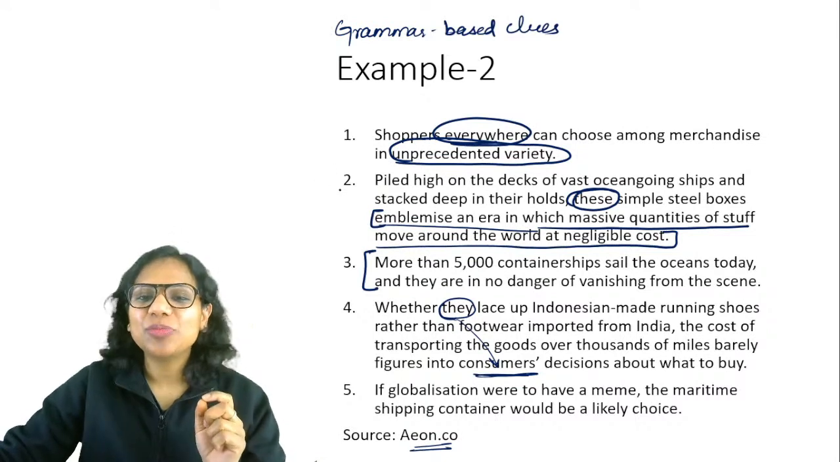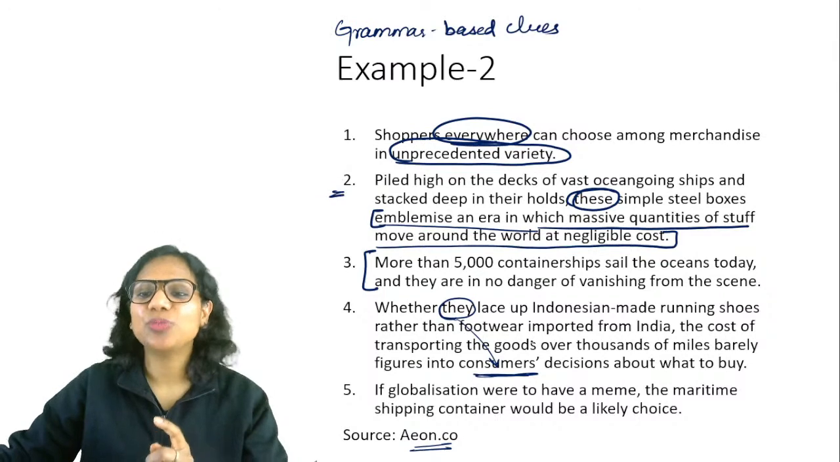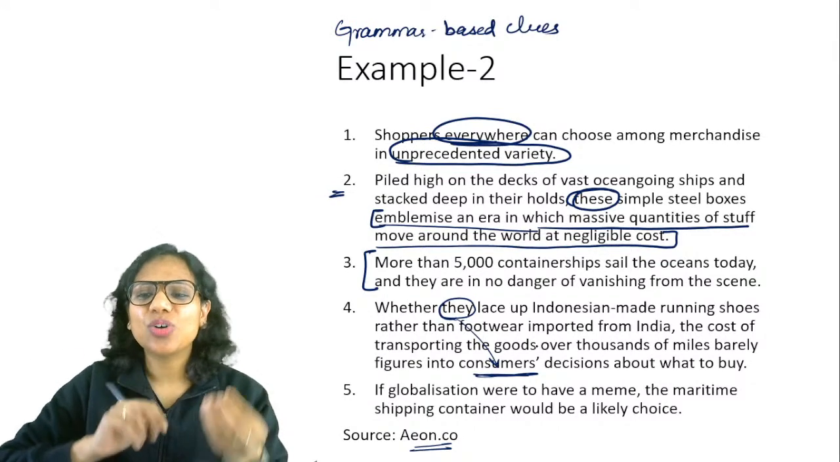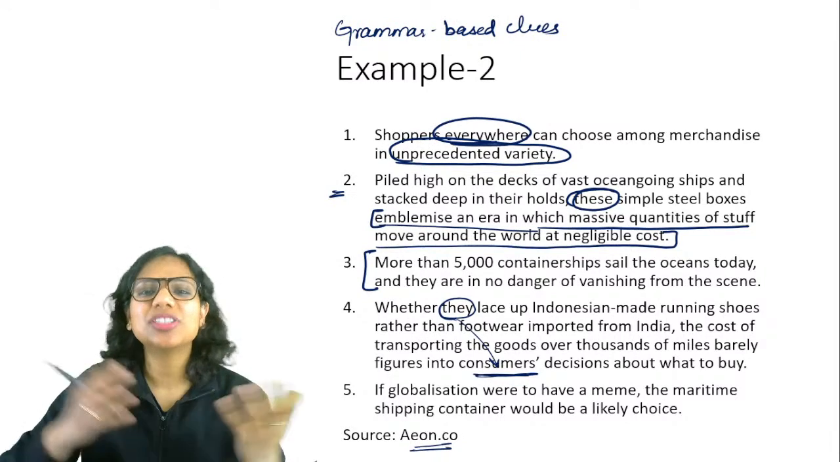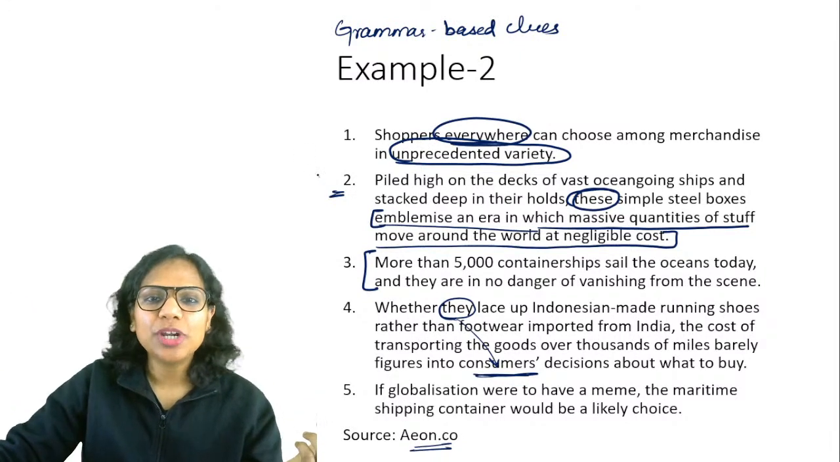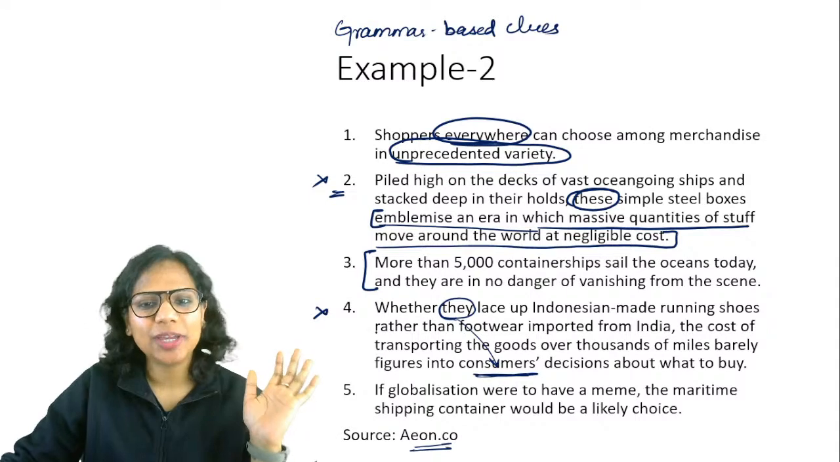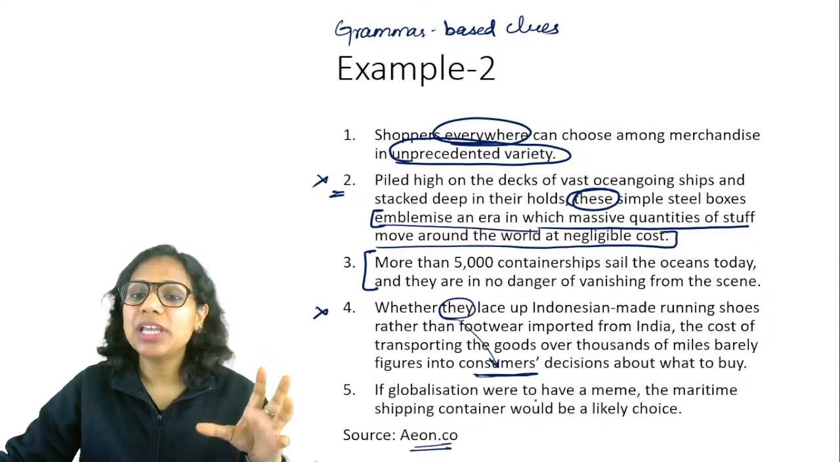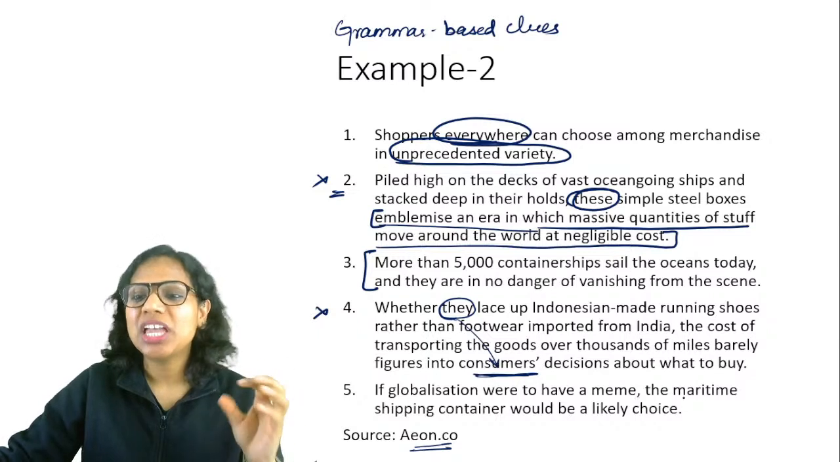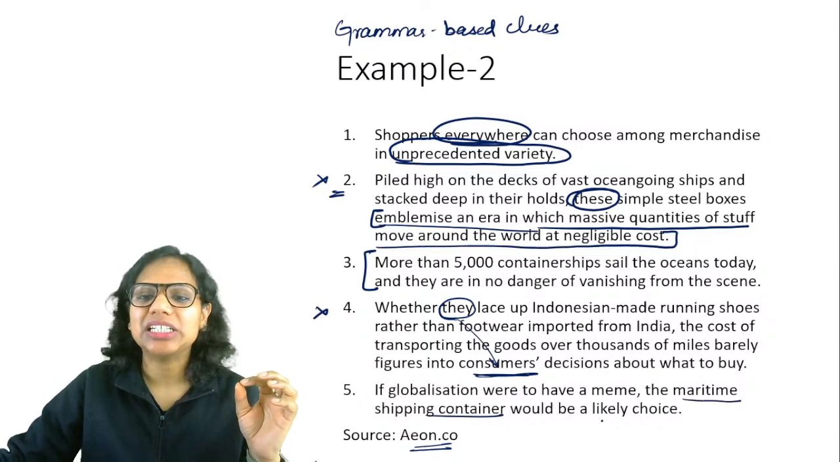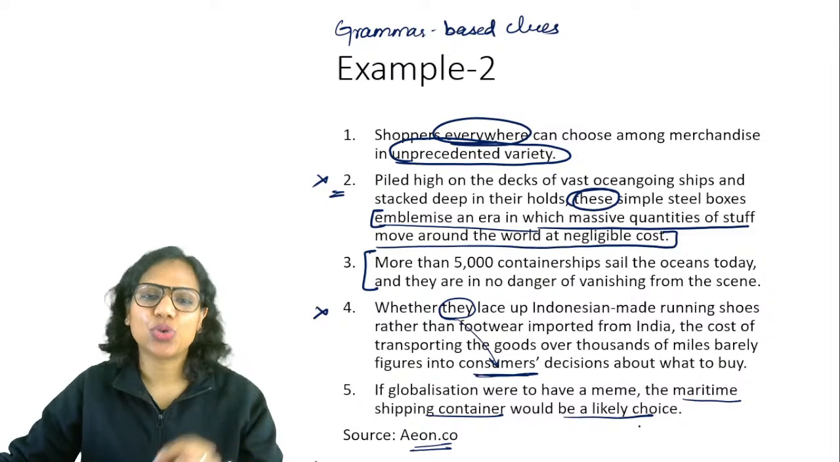Because here I am talking about goods moving around the world at negligible cost, and here again I am talking about the fact that a cost barely figures into consumers' decisions about what to buy. That means it's not much. So 2 and 4 are eliminated. Okay. Fifth, if globalization were to have a meme, the maritime shipping container would be a likely choice.